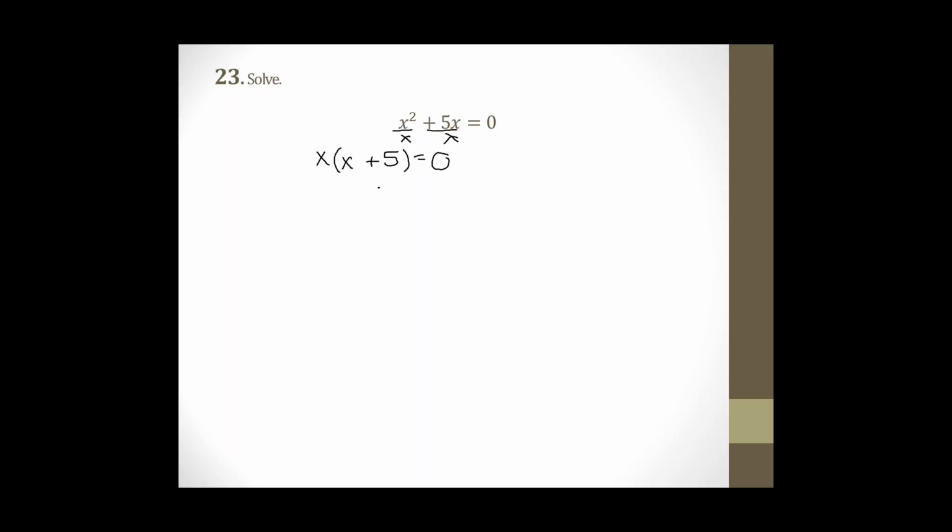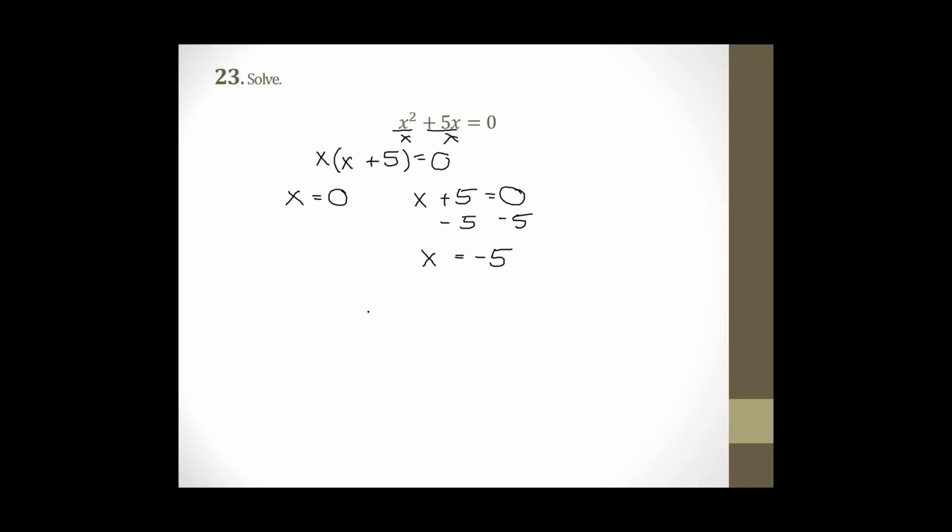Now I think I'm done because there's nothing else I could factor. So when I have an equation, I need to set those two factored parts equal to 0. My first part is the x in front, which is equal to 0, and then the second one is x plus 5, which is equal to 0. Both of them I have to solve for x, so this one is already done. And this one, I am subtracting 5 from both sides, so I'm getting x equals negative 5.